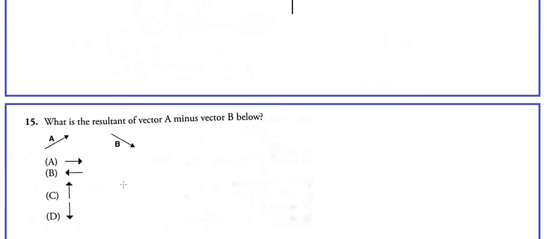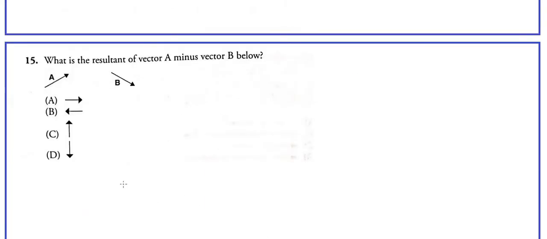Question number 15. This time we have vector subtraction. What is the resultant of vector a minus vector b below? So we have vector a in this direction. Since we are subtracting, we have to use vector b in the opposite direction.